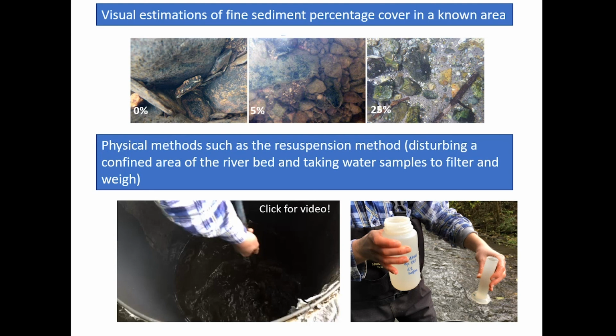And then I also carried out the resuspension, also called the disturbance method. And this involves agitating the water within a set area and taking a sample. So by knowing the diameter of your cylinder, the volume of the overlying water, and then the mass in your sample, you can then calculate a mass of sediment per unit area of river bed.